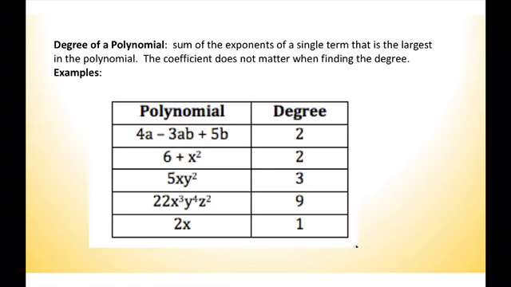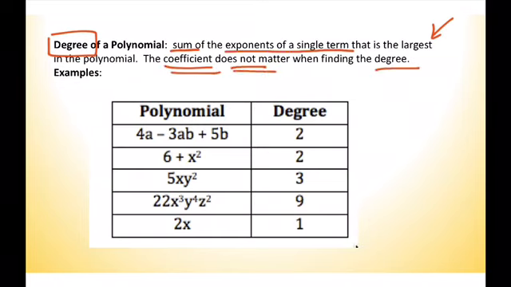Okay, the next thing is we're going to talk about the degree of a polynomial. Not like how hot is it, degrees, but the degree of it is the sum. So add up the exponents of a single term, and we want the largest in the polynomial. The coefficient does not matter when you're finding the degree. So if I ask you for the degree, what the coefficients are does not matter.